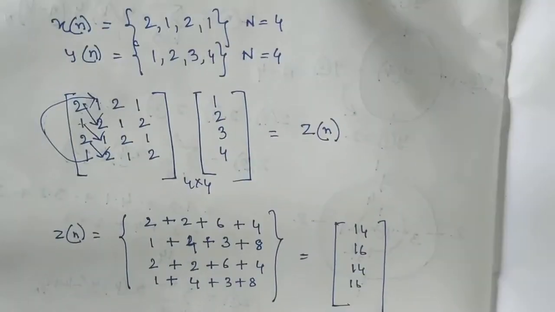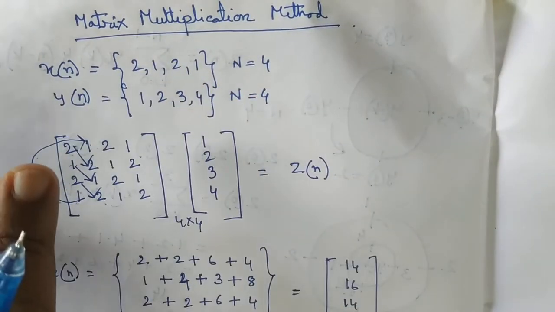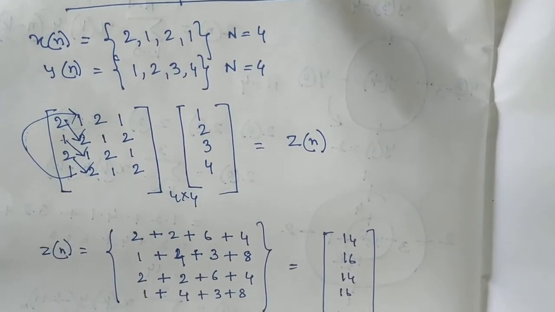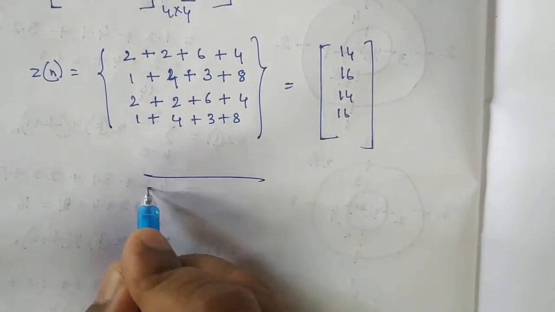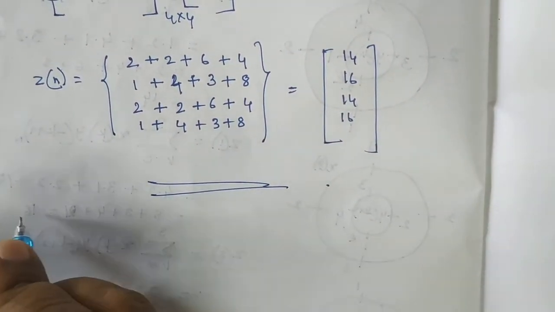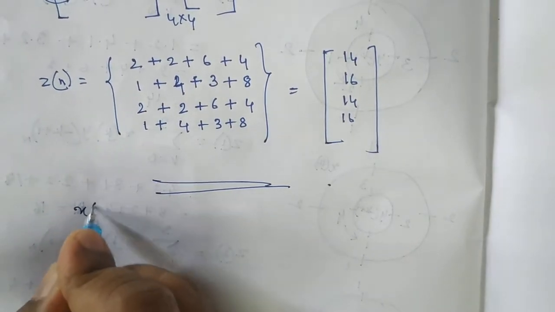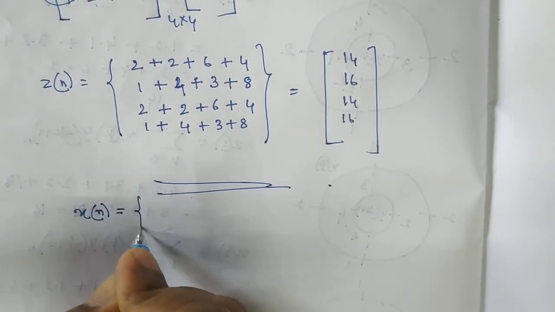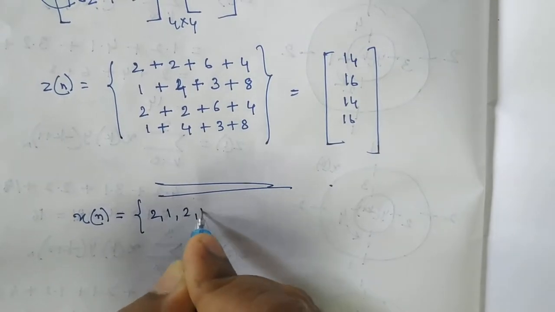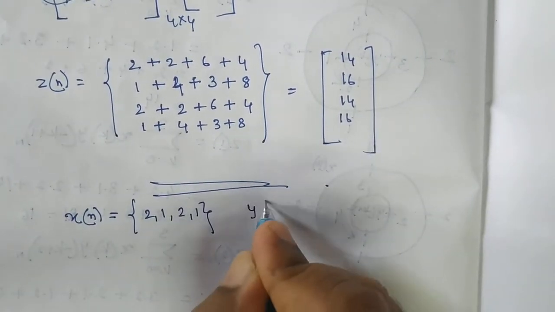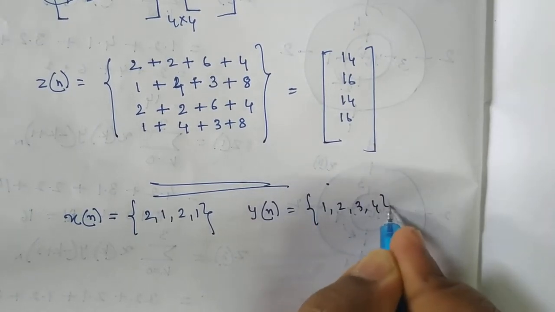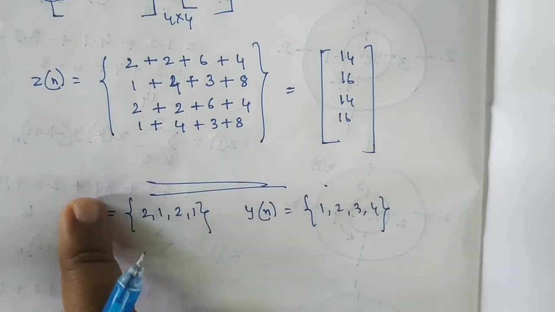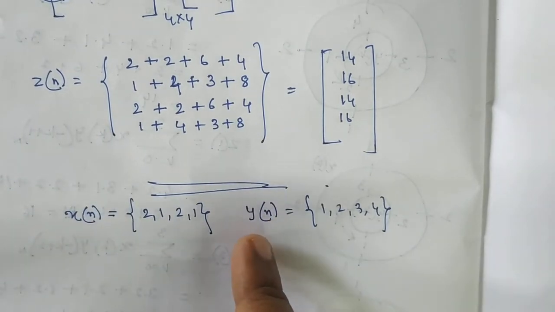So let us take the same example. xn is 2, 1, 2, 1, and yn is 1, 2, 3, 4. So let us find Xk and Yk. Now our objective is to get Xk and Yk. So we have to use DFT.